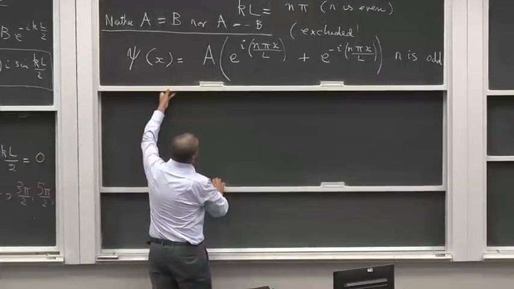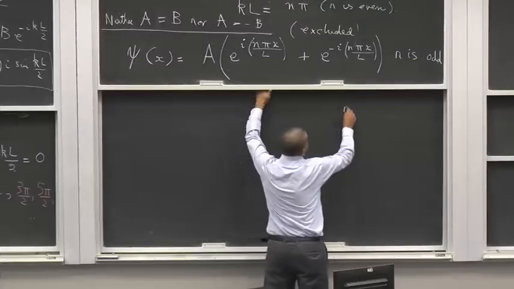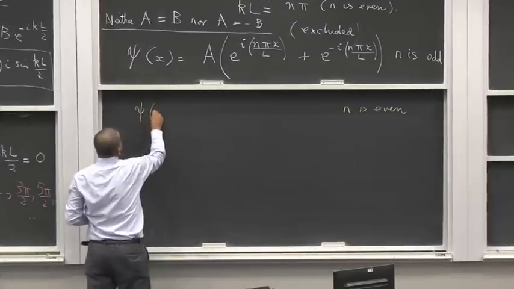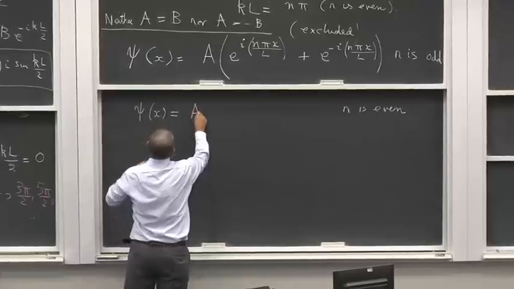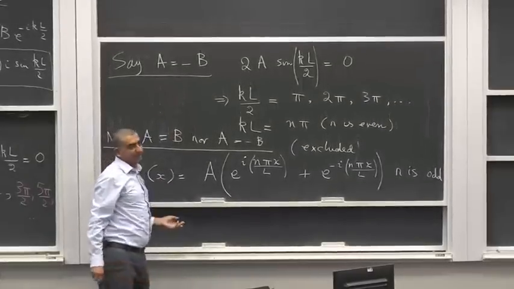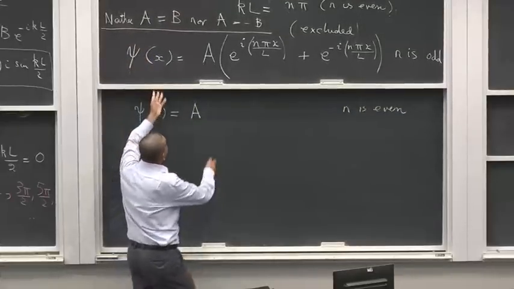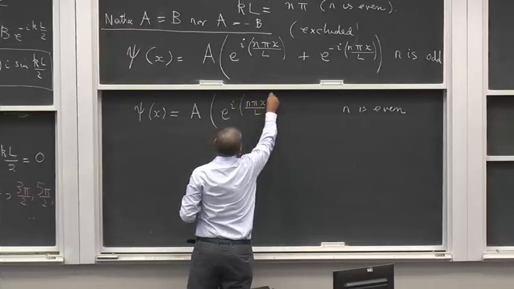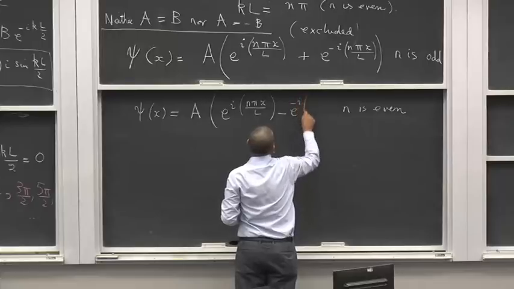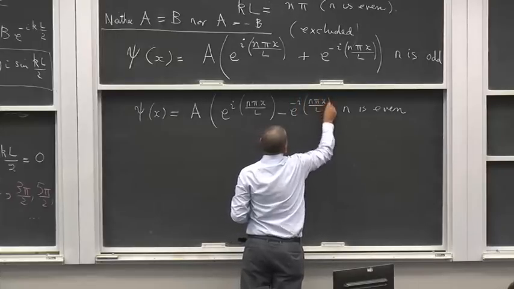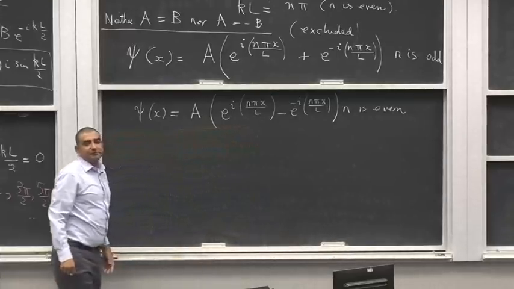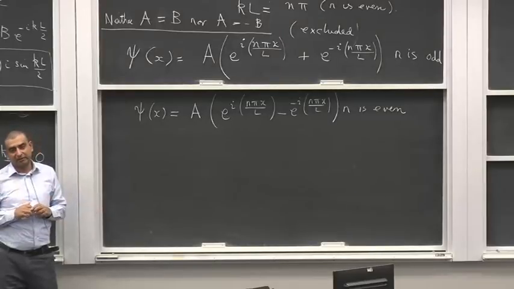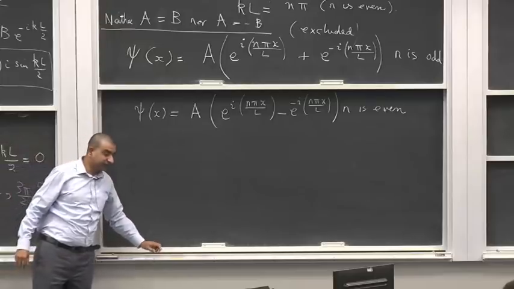And if n is even, my wave function is A. Now when n is even, A equals minus B. So my wave function is e to the i n pi x over L minus e to the minus i n pi x over L. So now, depending upon whether n is even or odd, I have found the solutions to the Schrodinger equation inside the well. And I can simplify these expressions even further.